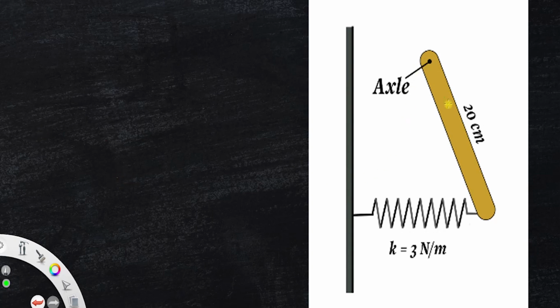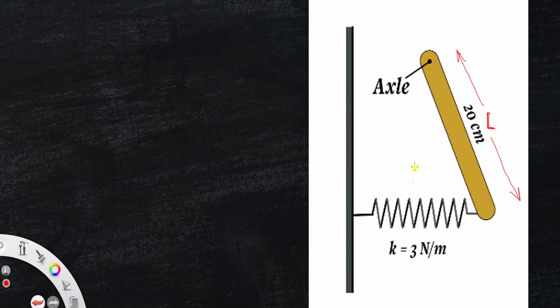So we have a rod of length, let's say here it is 20 centimeters. For convenience, we are going to derive the equation, so let's take the length as L. We have a rod of length L, in which one end of the rod is connected to a spring having spring constant K, and we need to find the equation of motion of this rod.